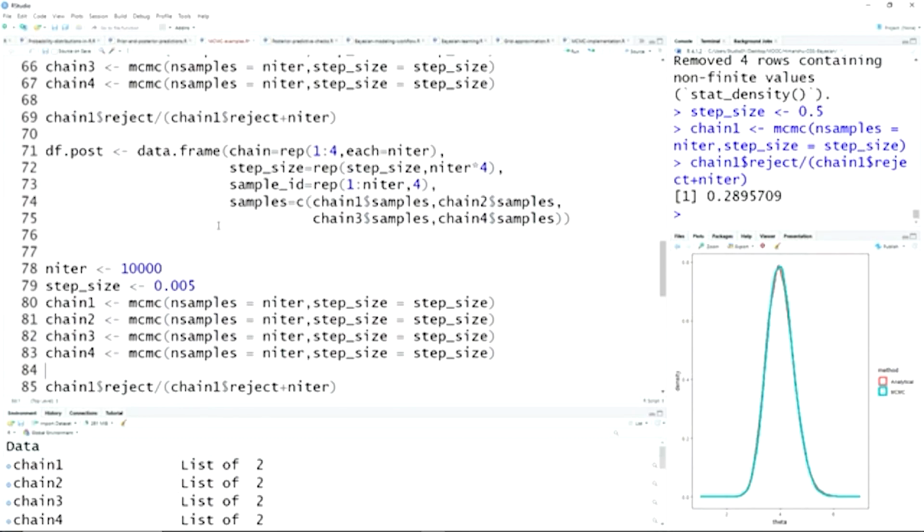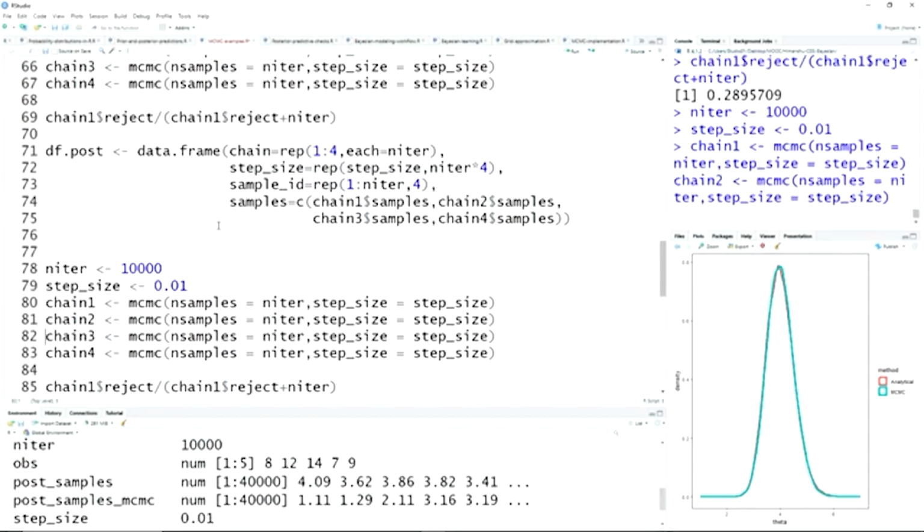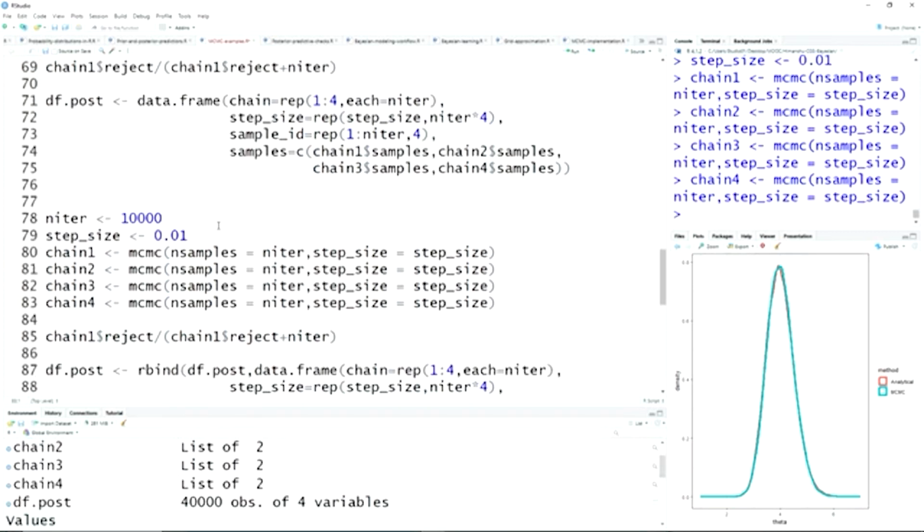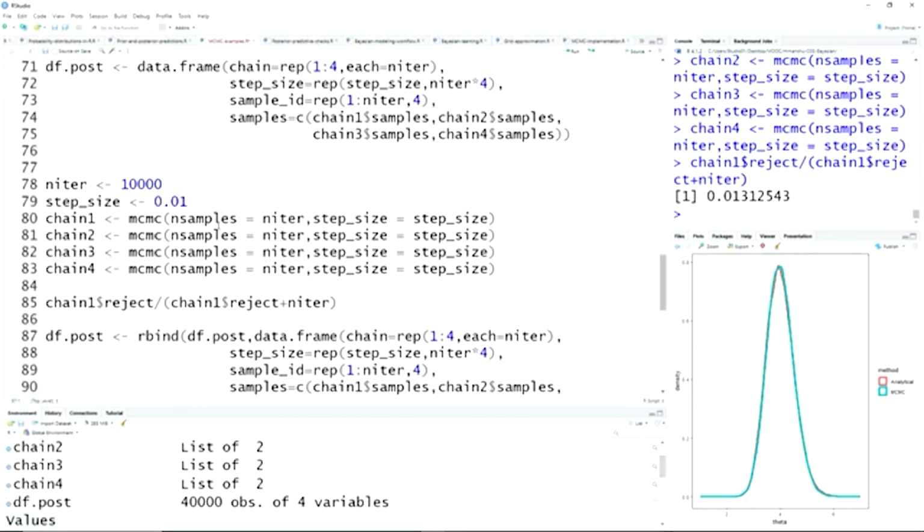Now let us see what happens if step size is quite small. Let's say 0.01. Let's see what happens in this case. Rejection rate is very low, 1%. So that means there are a lot of correlated samples and your Markov chains are accepting most of the samples. That means chains are getting stuck somewhere. They're trying to move towards higher posterior density region, but they haven't reached there. So they are on their way to higher posterior density region. So that's why acceptance rate is too high.